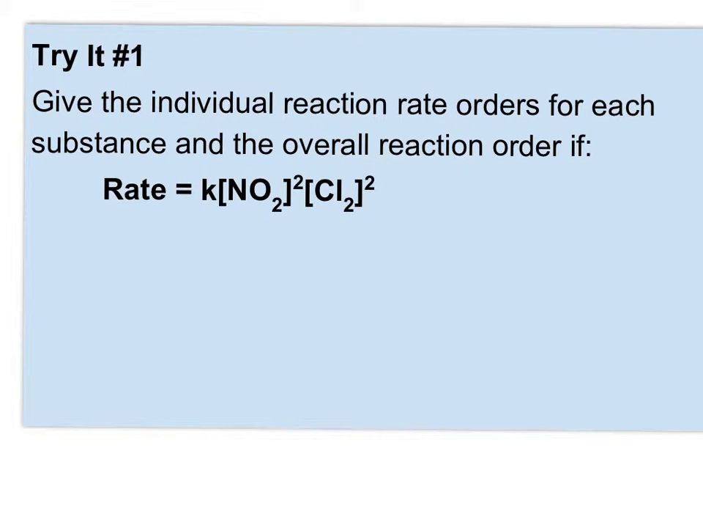So give the individual reaction rate orders for each substance and the overall reaction rate order if you're given a rate of k NO2 squared and Cl2 squared. Well, my individual reaction rate orders, it would be second order for NO2, since that's the exponent for NO2. It would also be second order for Cl2, since that's the exponent. And that means overall, it's a fourth order reaction rate.